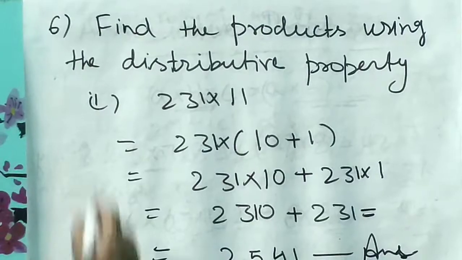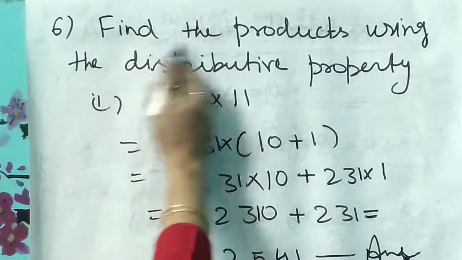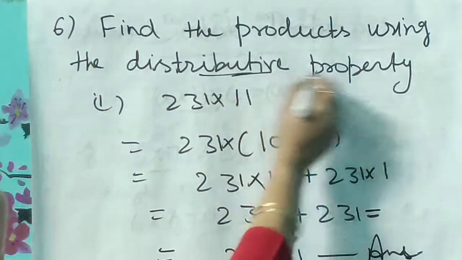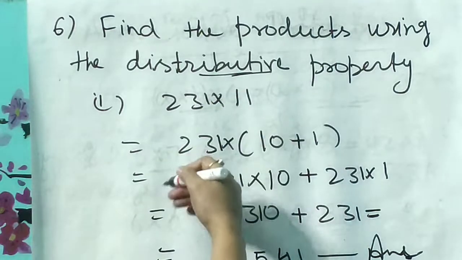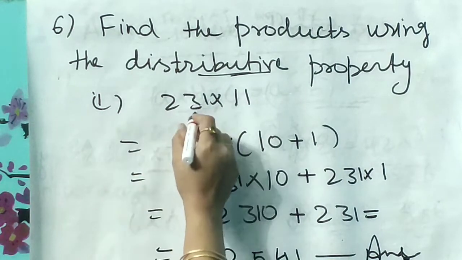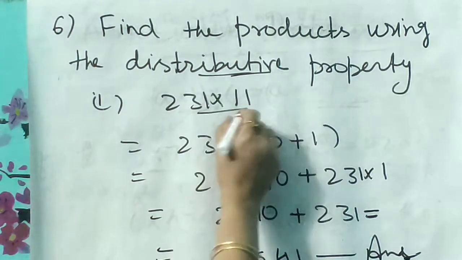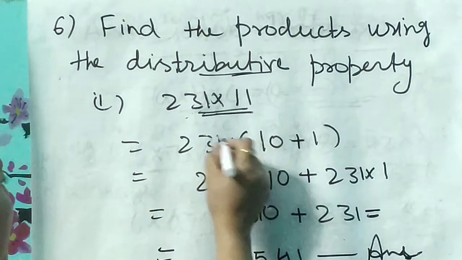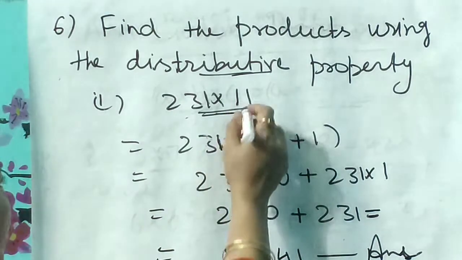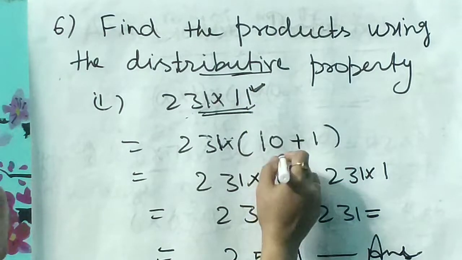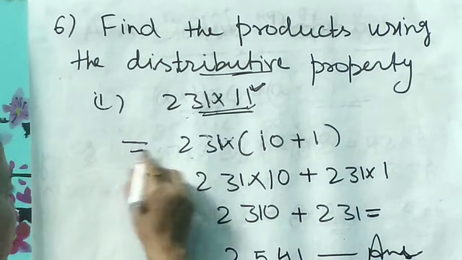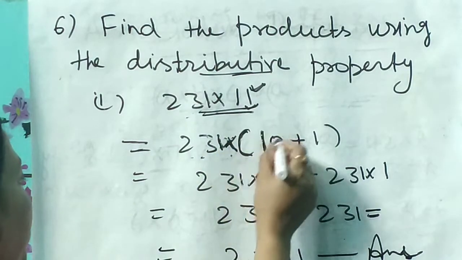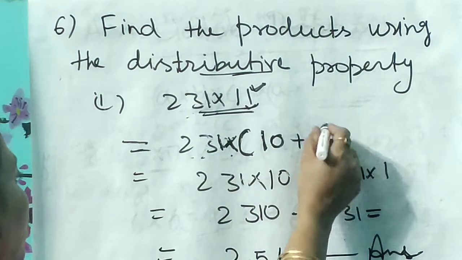Find the product using the distributive property. Now you have to use the distributive property of multiplication which we had discussed earlier. So the first question is 231 into 11. These are the two numbers. To make the multiplication easier, we will break this 11 in two parts. We will write 231 into, this 11 in brackets, 10 plus 1. We will break it into two parts.